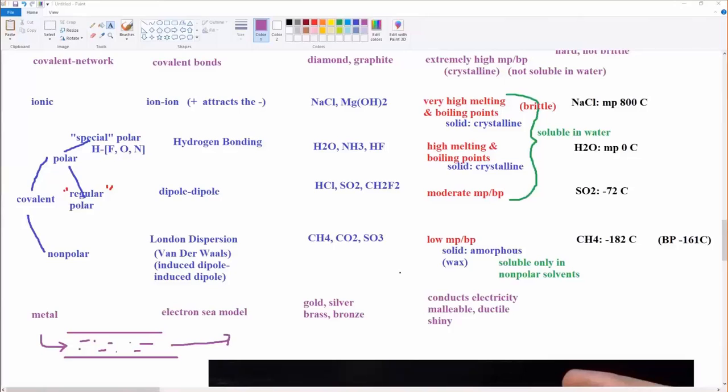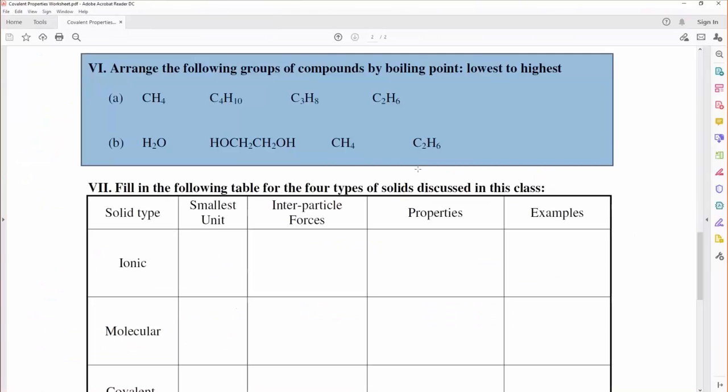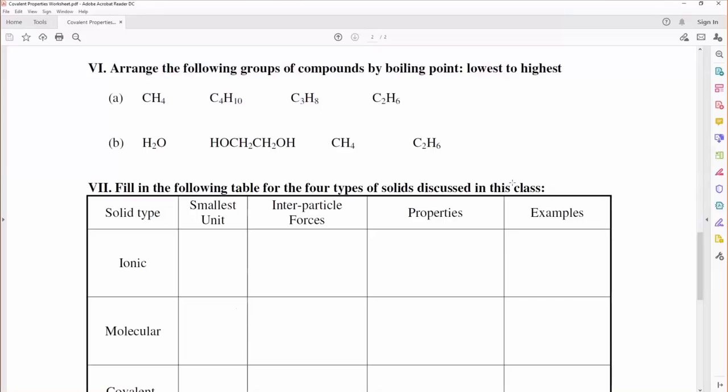And then again, in your covalent properties worksheet, which I'm just going to drag over here, you have this chart. That's exactly what we just did, so you can fill that in.